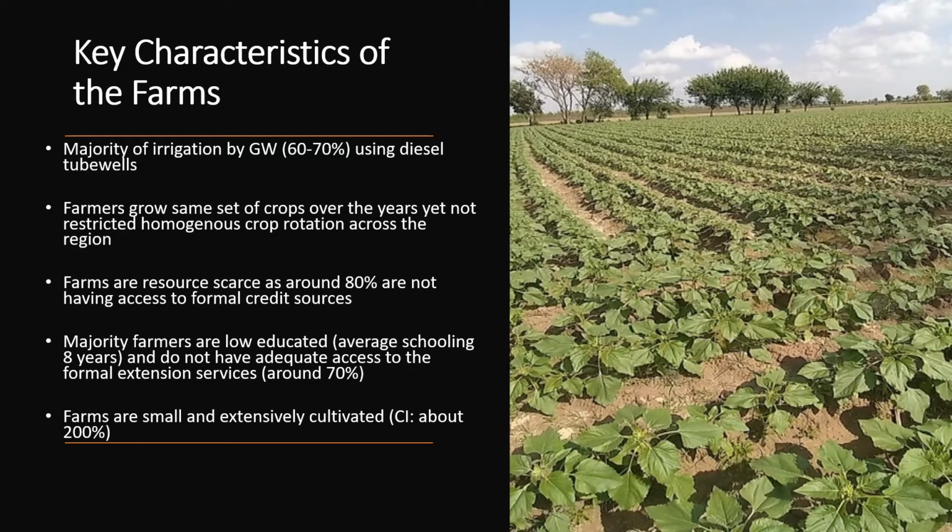The majority of irrigation is by the use of groundwater, which is 60 to 70% of the total crop water requirements. Farmers grow the same set of crops over the years, yet not restricted to homogeneous crop rotations. Farms are resource scarce, as around 80% of the farmers do not have access to farmer credit sources. The majority of farmers are low educated, and they don't have formal extension services. Farms are small and extensively cultivated, having a cropping intensity of around 200%.